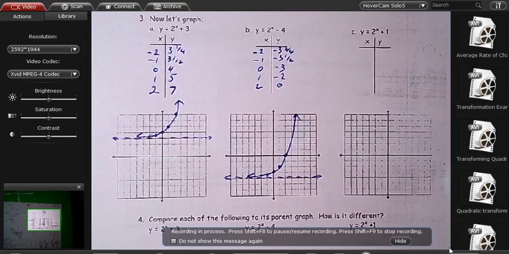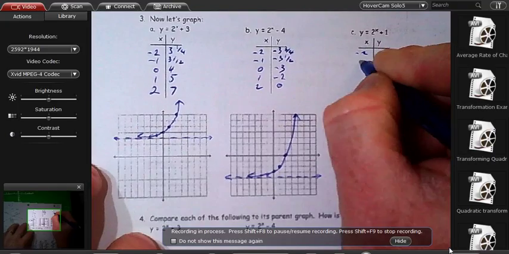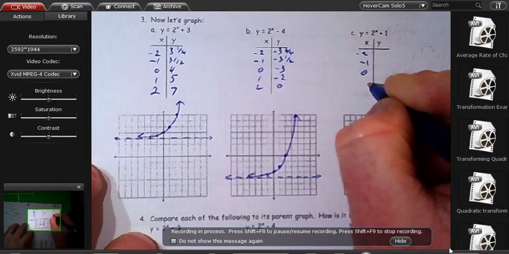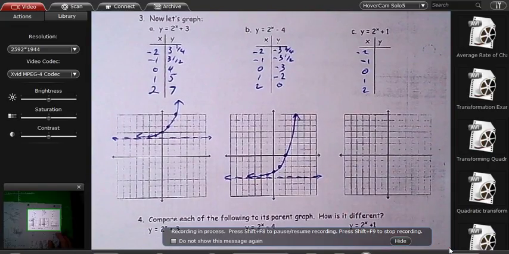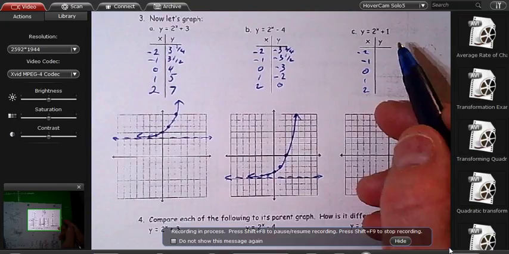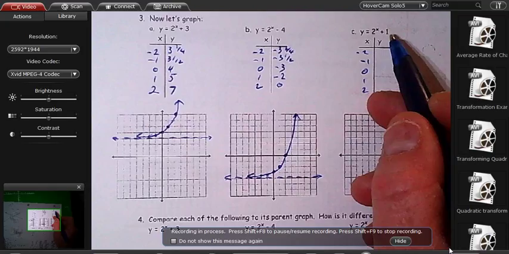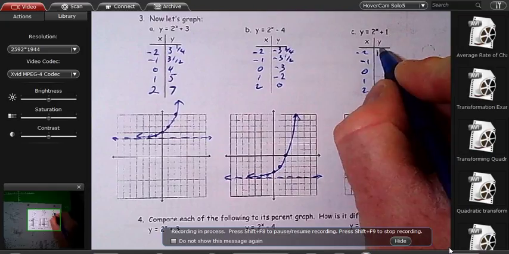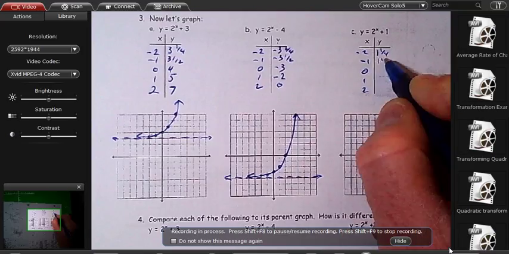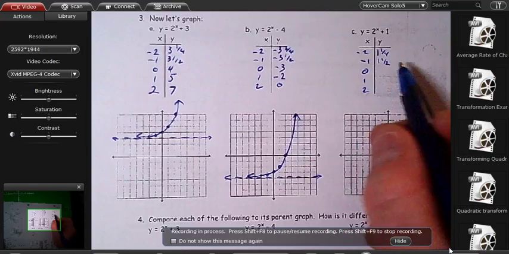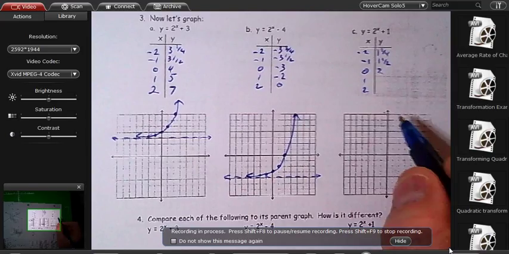All right, now we're going to do the last one here, which is 2 to the x plus 1. We're going to use the same x values: -2, -1, 0, 1, and 2. Going back to my original, I had a 1/4. So what's 1/4 plus 1? 1 and 1/4. What is 1/2 plus 1? 1 and 1/2. What is 1 plus 1? 2. What is 2 plus 1? 3. And what is 4 plus 1?